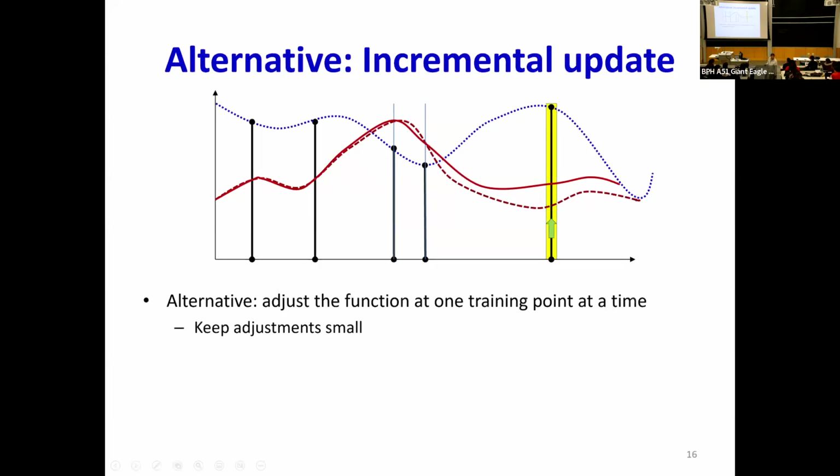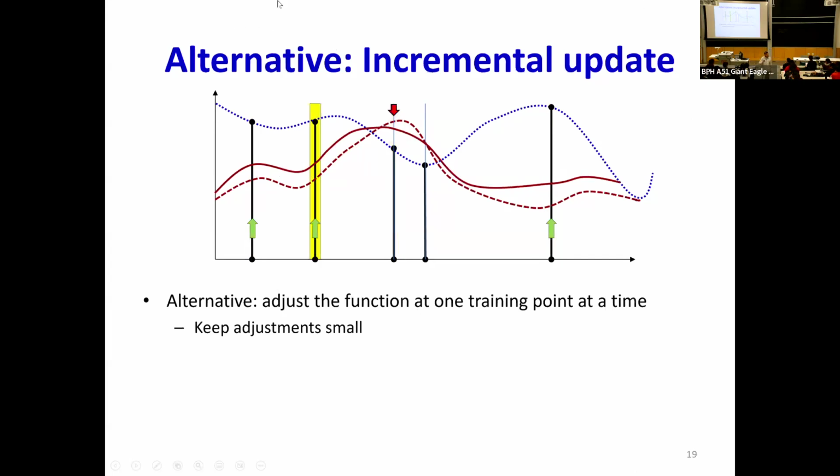Thank you. And you push the function up a little bit. Then you pick up another point. You find it's still below. You push the function up over there. Then you pick up a third point. You're overshooting. Push the function down, and so on.